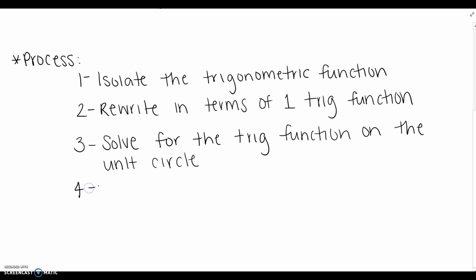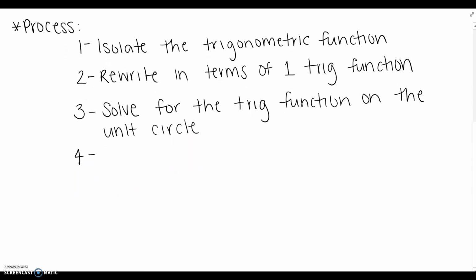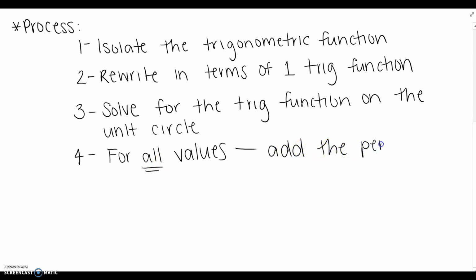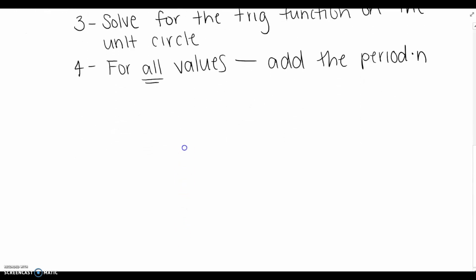Then finally, for all values, you're going to have to write an equation. And the trick is to know what the answer is on the unit circle, and then you're just going to add the period times n, which will make more sense once we start. So here's the process, and we'll do an example showing that.